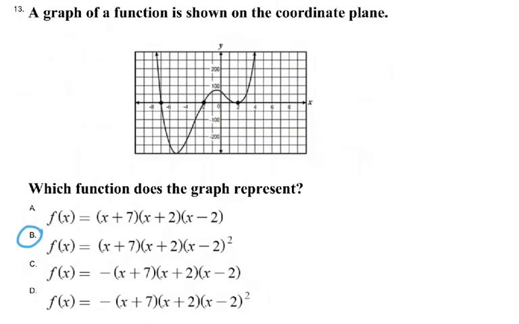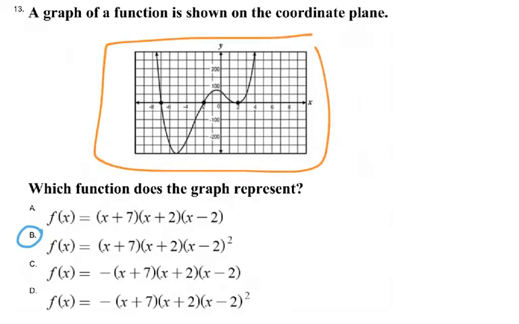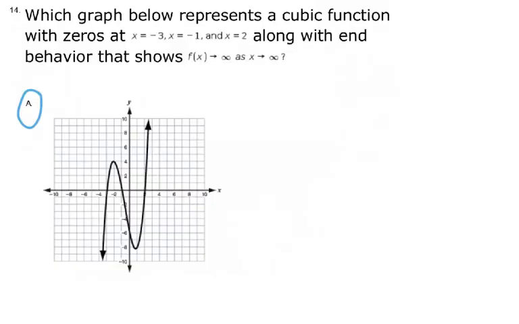Okay, and then which function does the graph represent? All you gotta do is graph those in the calculator and match them up. So notice the window's a little off. See how it goes up to 300 and down to -300, over to 10 and -10. You might need to just change your window so that you can see it a little bit better. But all you gotta do is match it, so it's B.